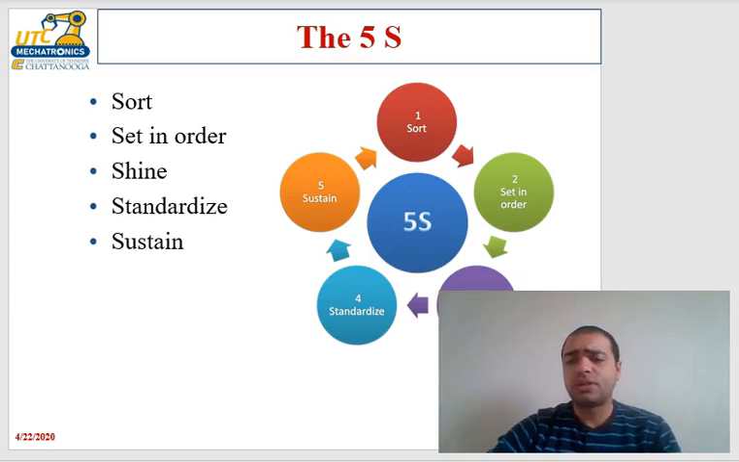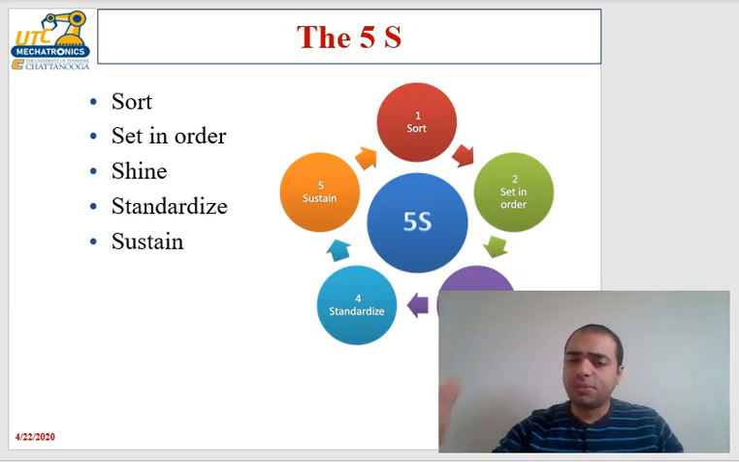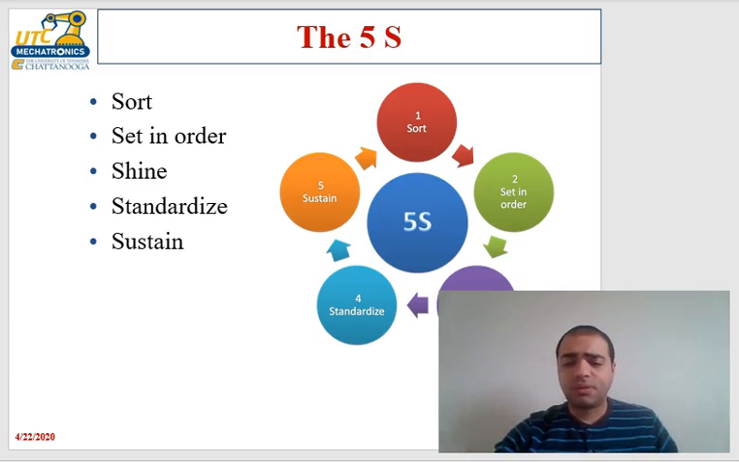A good way to memorize it is, I think I gave this example in class: imagine that you found a box of treasure in your farm. Then you sort out, for example, the mud and things that are not needed from the old coins, and then you set them in order, for example, quarters and dimes and pennies and so on. Shine: you clean everything. Standardize: let's assume you found another box, then you make this a standard to follow. And sustain: you keep doing the same over and over. So this is the 5S.